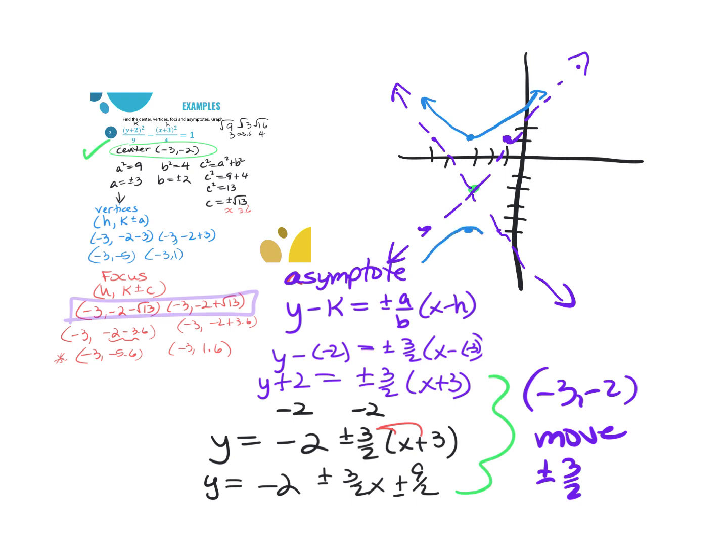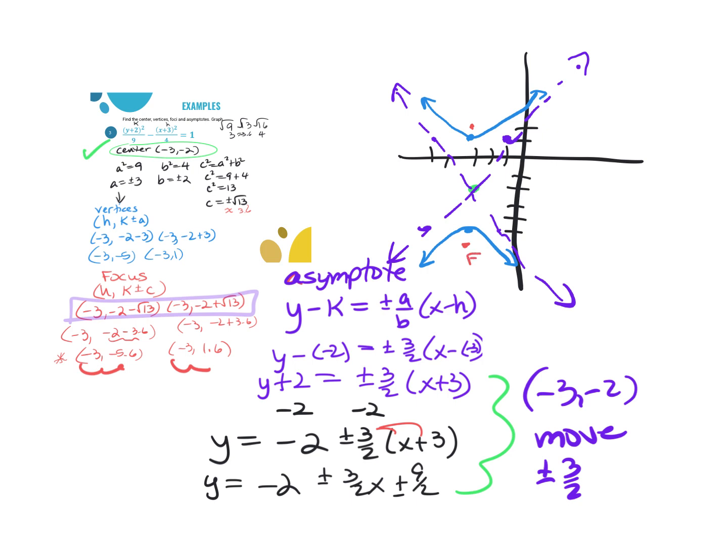Skim along those asymptotes. And then again, also get in your two foci. So again, we approximated them to -3, -5.6. So probably right around here. And then -3, and then 1.6. So really close to those vertices. And that would be your two foci.